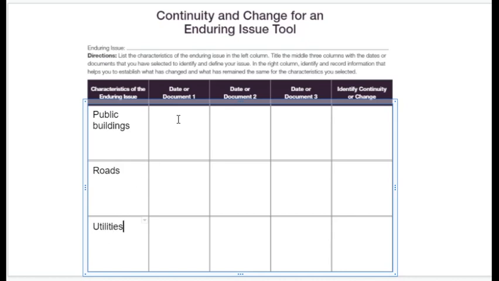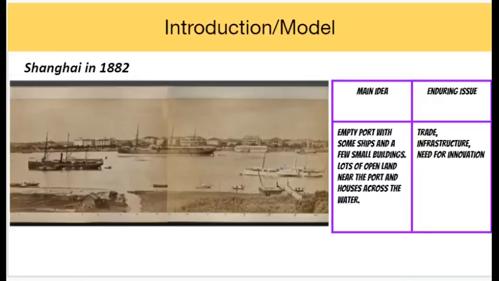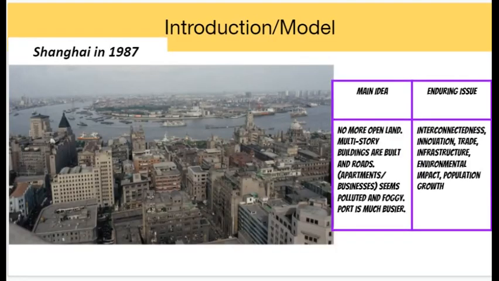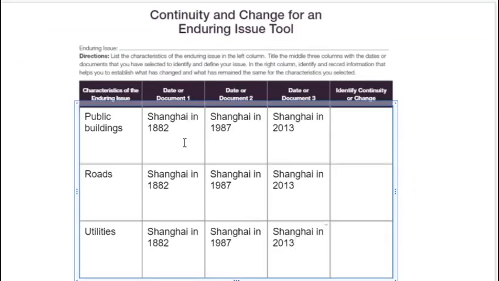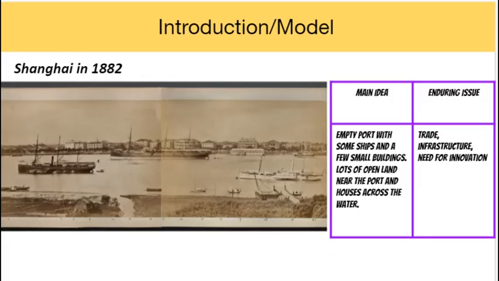Okay. Now, public buildings, date of document 1. Let's go back to our source that we were modeling with. Okay, Shanghai we have 1882, 1987, 2013. So let's get that up. Now, very nice, we wrote the title into each one. Public buildings in Shanghai in 1882, roads and utilities. Let's take a look. Public buildings, maybe a little bit.